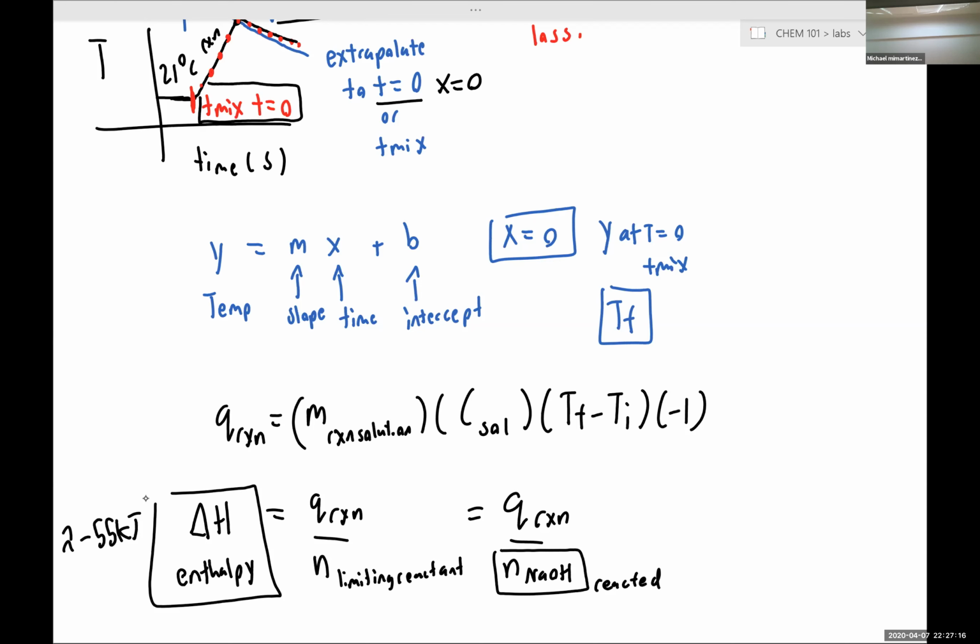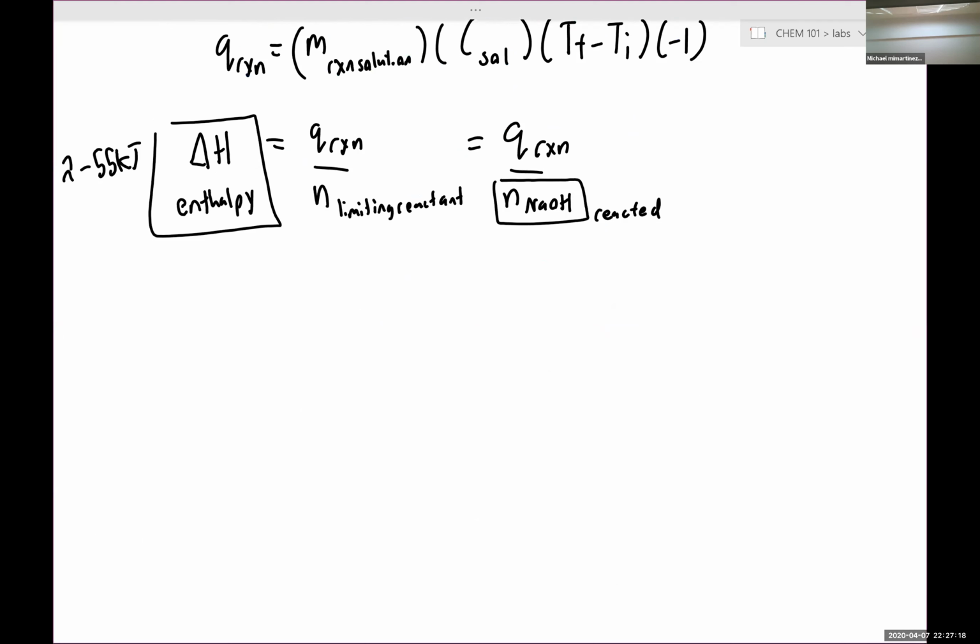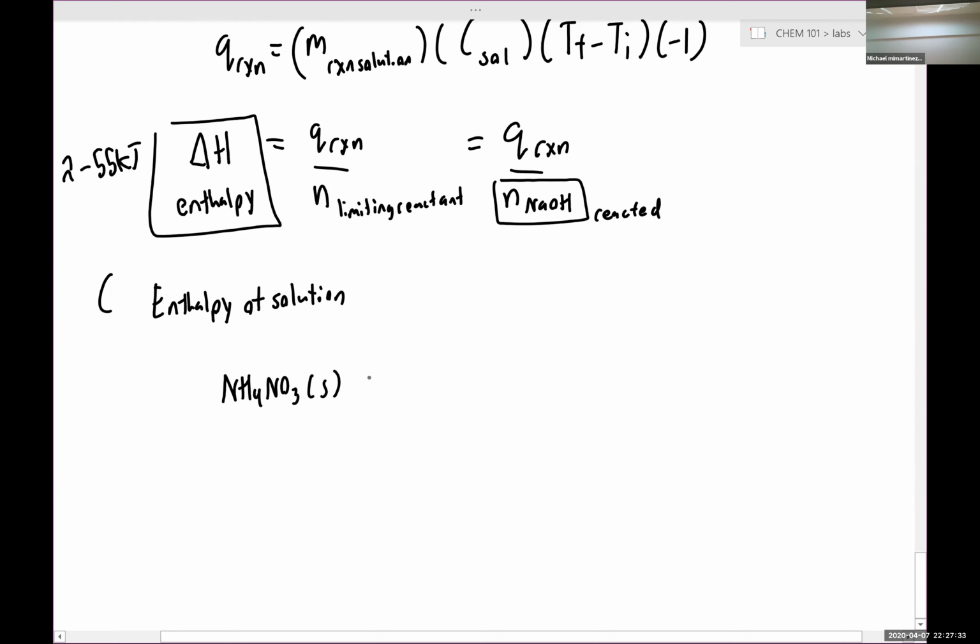If not, let's talk about part C. So part C is pretty easy. It's the enthalpy of solution. So if we look at, for example, ammonium nitrate solid, and we try to dissolve it in water, we're going from ammonium nitrate solid to ammonium nitrate aqueous. We know ammonium nitrate happens to be a major component of cold packs.